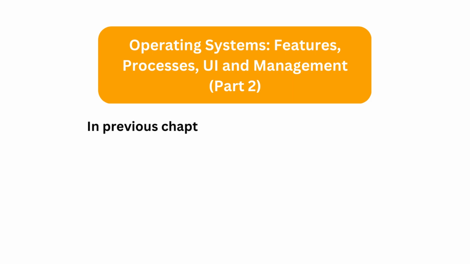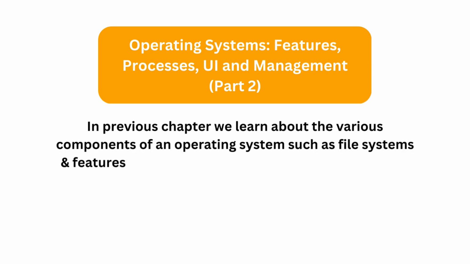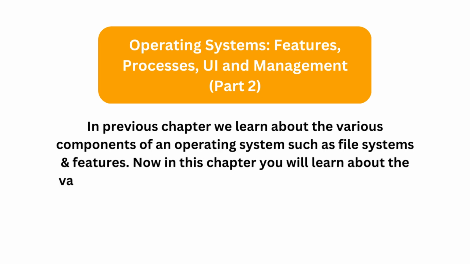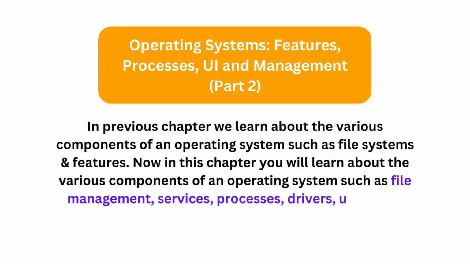Operating Systems, Features, Processes, UI and Management, Part 2. In the previous chapter we learned about the various components of an operating system such as file systems and features. Now in this chapter you will learn about the various components of an operating system such as file management, services, processes, drivers, utilities, and interfaces.